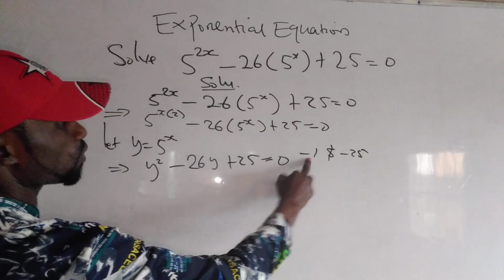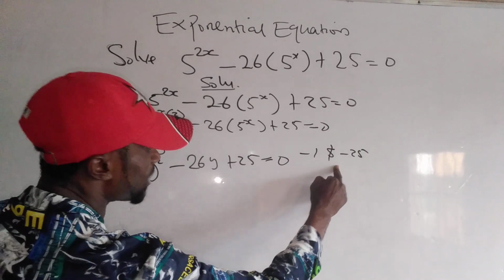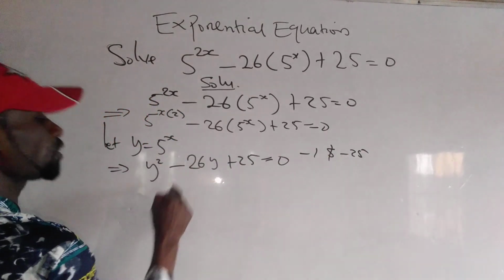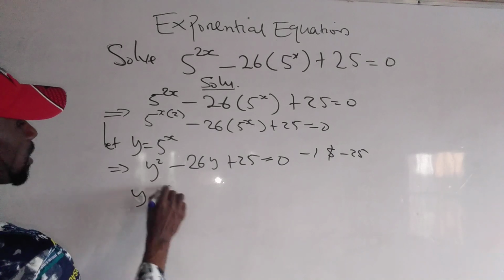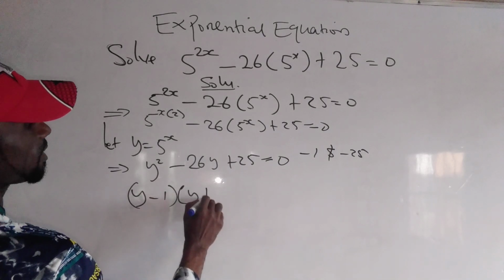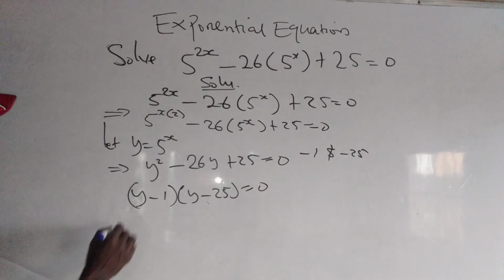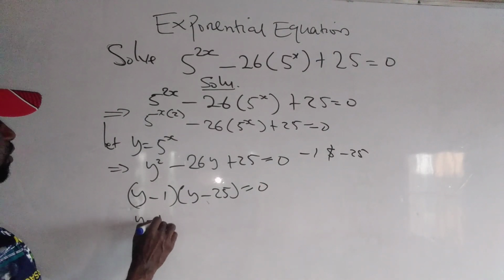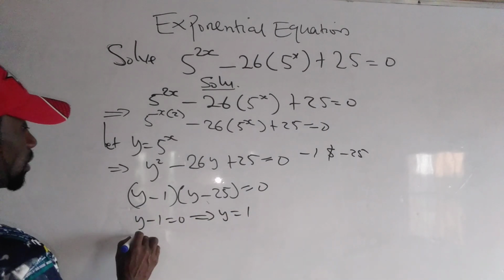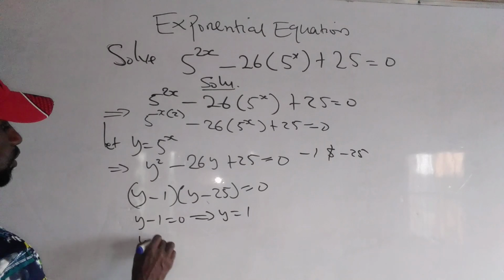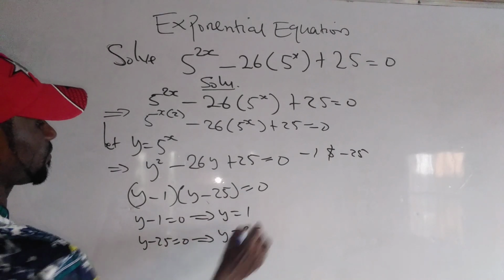If I say minus 1 times minus 25, I will have 25. If I say minus 1 minus 25, I will have minus 26. So that means our equation will be y minus 1 times y minus 25 is equal to 0. So if y minus 1 is equal to 0, it means that y is equal to 1. Also, if y minus 25 is equal to 0, it means that y is equal to 25.